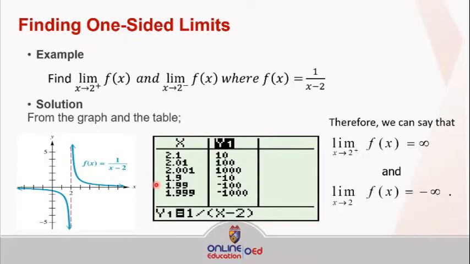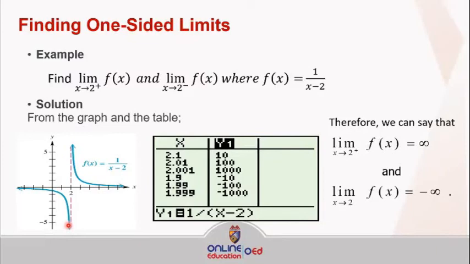Kapag ginamit natin yung formula natin ng f of x equals 1 over x minus 2, papalitan lang natin ng 1.9, ang magiging value ng y is negative 10. Then, if we are going to use yung 1.99, ang makukuha natin value daw is negative 100. And then, kapag pinalitan natin yung x natin as 1.999, ang magiging value natin is negative 1,000. So, ito siya. Habang lumalapit siya sa value ng 2, mas lumiliit yung value natin ng y, and approaching siya sa negative.